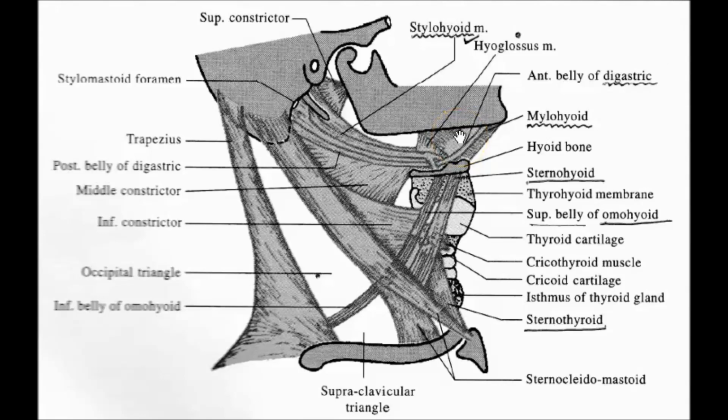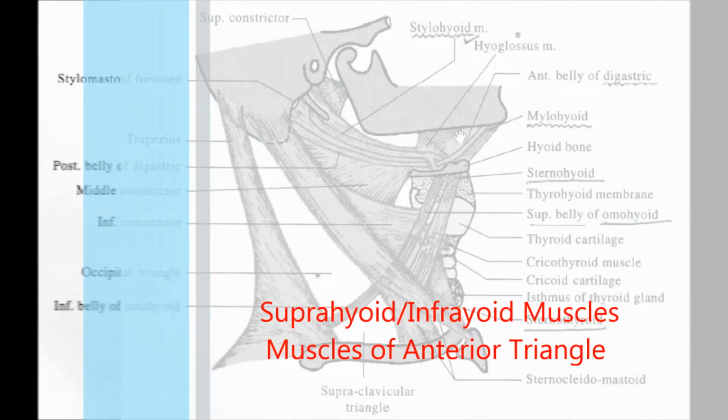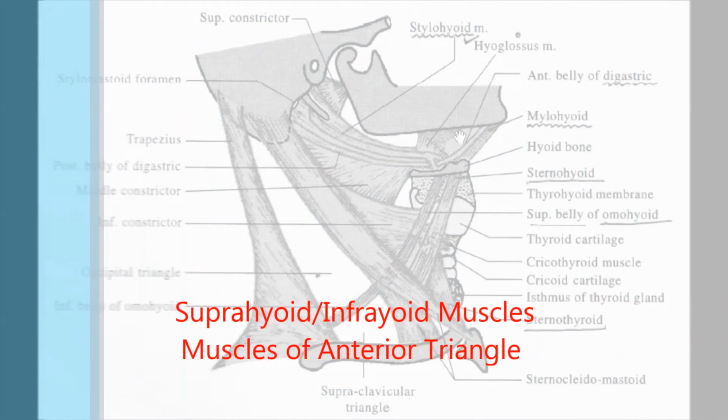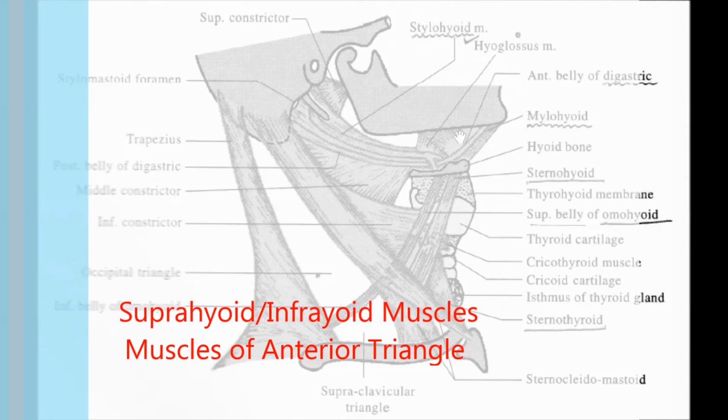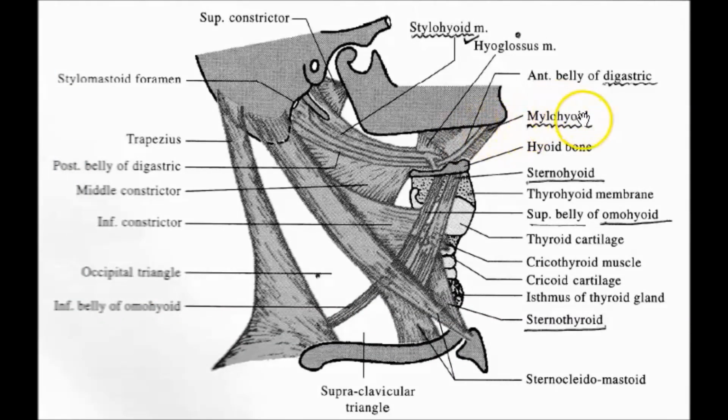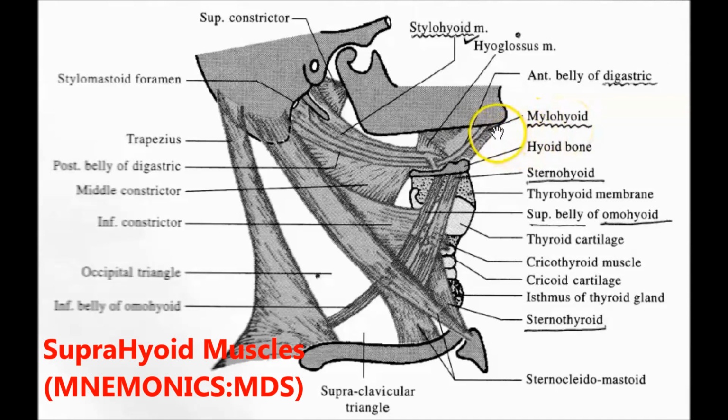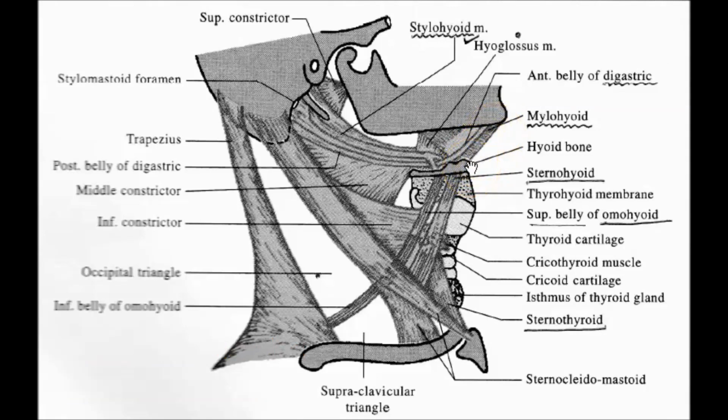So hello friends, now we'll focus on the suprahyoid musculature. The mnemonic for suprahyoid musculature is MDS. Supra means masters, that's MDS. M stands for mylohyoid muscle. This mylohyoid muscle originates from the body of the mandible, you can see here, and it is inserted in the midline raphe of the hyoid bone.